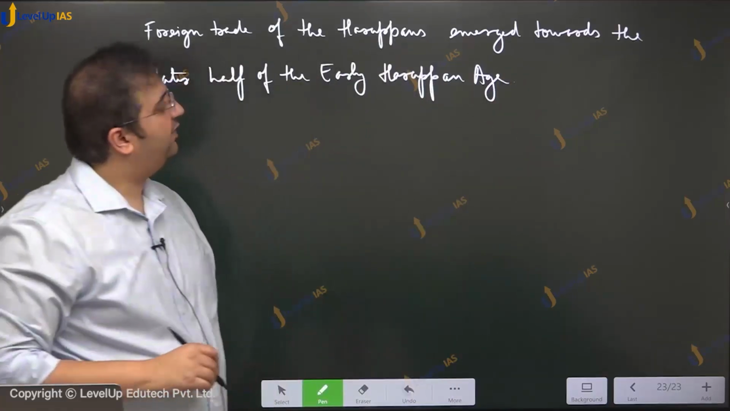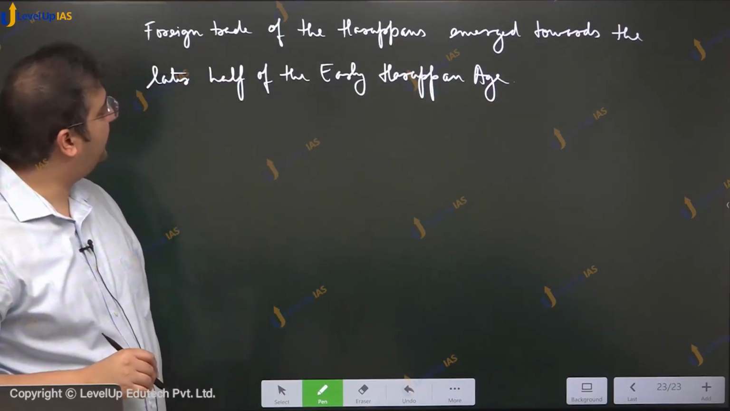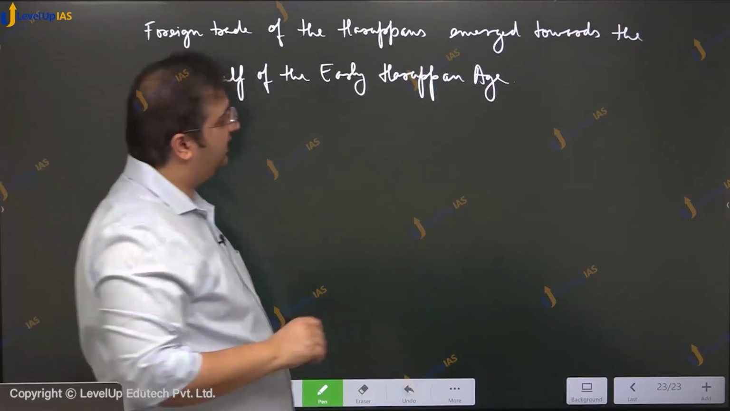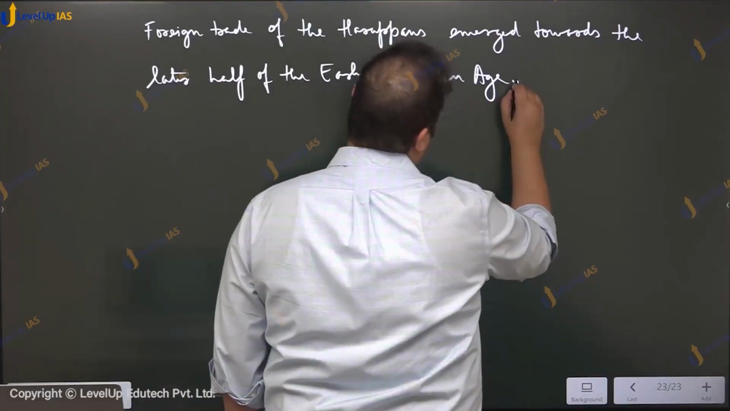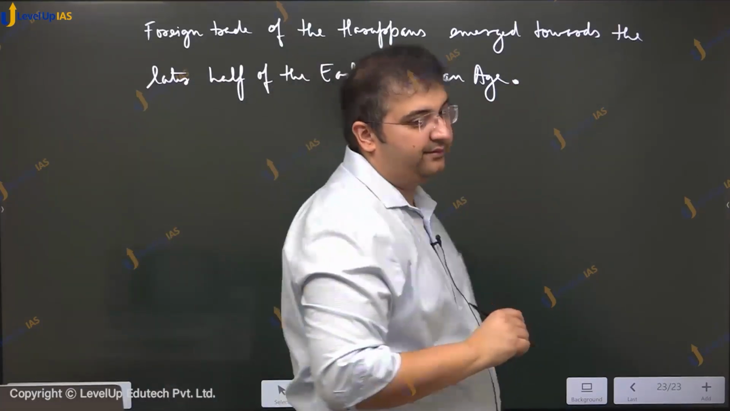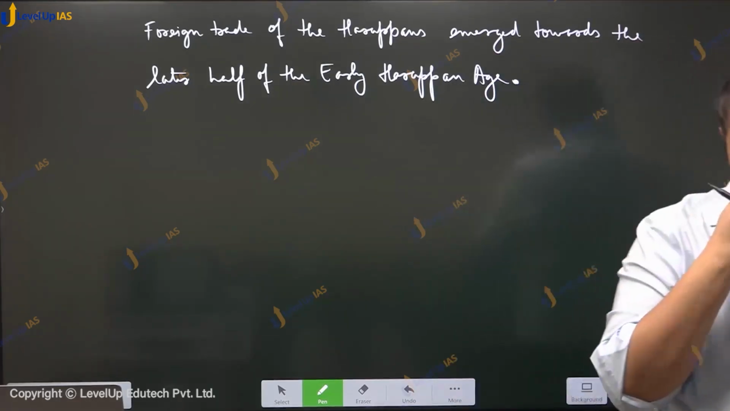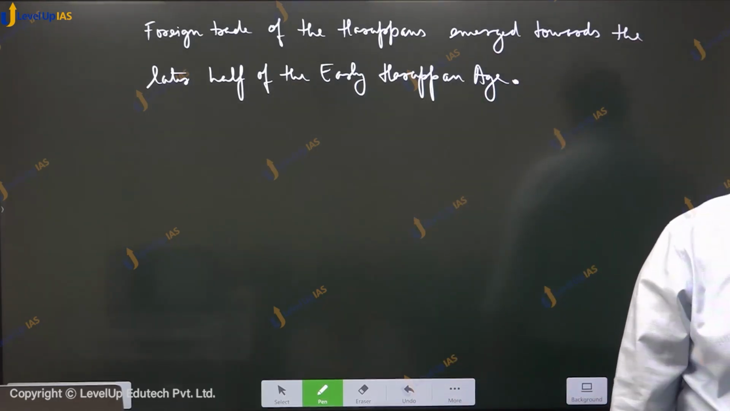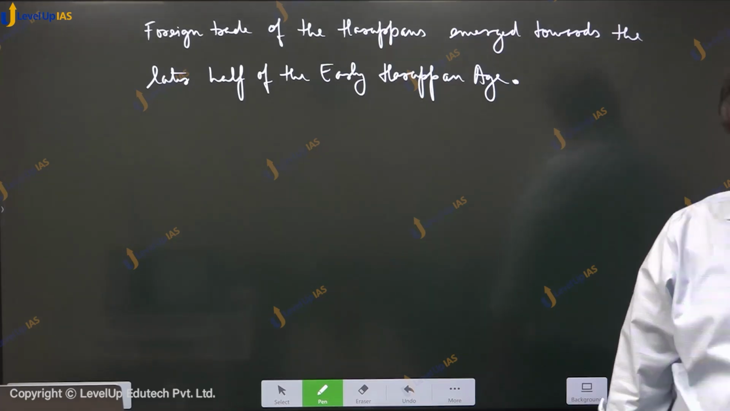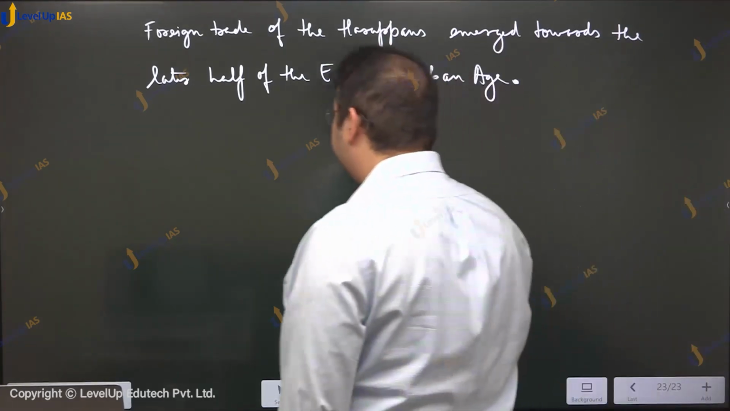The foreign trade of the Harappans emerged towards the later half of the early Harappan age. कैसे होता था ये ट्रेड? लैंड रूट से या सी रूट से? इनिशियली लैंड रूट वाज यूज्ड.